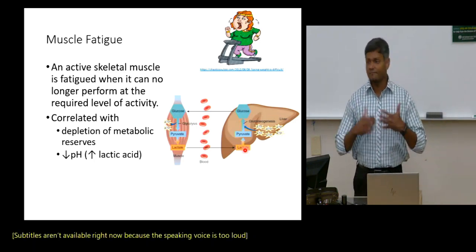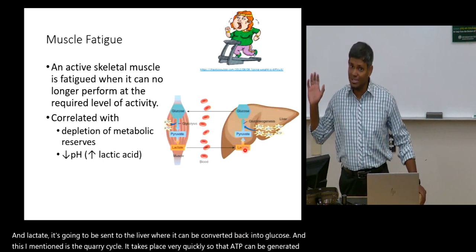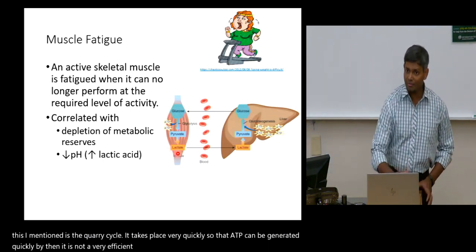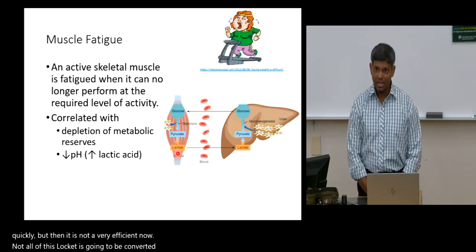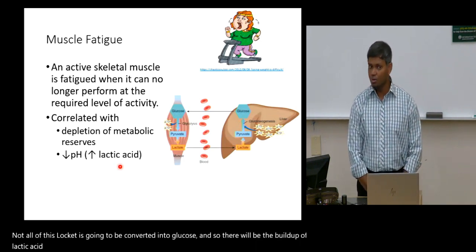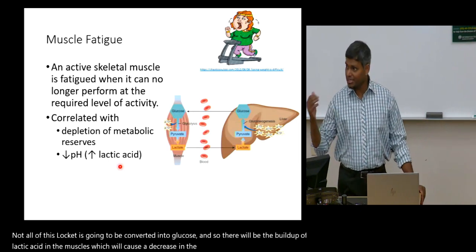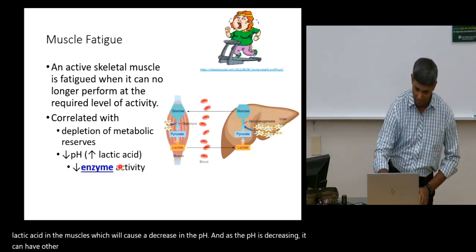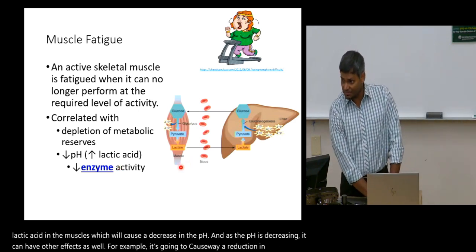It takes place very quickly so that ATP can be generated quickly, but then it is not very efficient. Now, not all of this lactate is going to be converted into glucose, and so there will be the buildup of lactic acid in the muscles, which will cause a decrease in the pH. And as the pH is decreasing, it can have other effects as well. For example, it's going to cause a reduction in the enzyme activity.